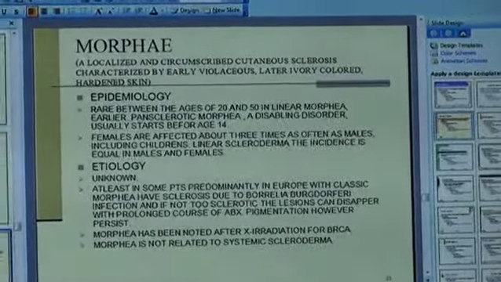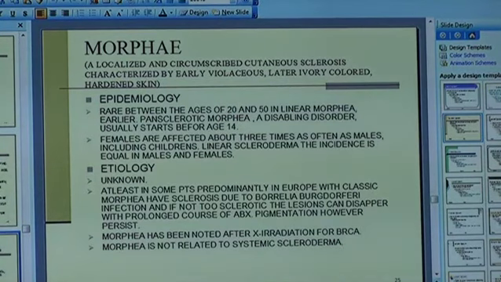Etiology is unknown, at least in some patients, predominantly in Europe, with classic morphea, have sclerosis due to Borrelia infection. If it is not too sclerotic, the lesions can disappear with a prolonged course of antibiotics. Pigmentation, however, may persist. Borrelia is what causes Lyme's disease. That's why you've got to get a Lyme titer, just to make sure that you're not dealing with Lyme's disease.